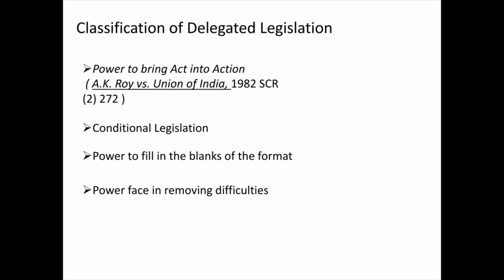Then comes the power to remove difficulties. Now, the legislature makes some laws and the executive has to impose them, but there might be some situations when the Enabling Act itself becomes an obstacle for execution of those laws or for imposing those laws successfully. So what delegated legislation sometimes gets is the power to remove those difficulties from the Parent and Enabling Act and execute it practically and successfully. Hence, these are a few classifications of delegated legislation.